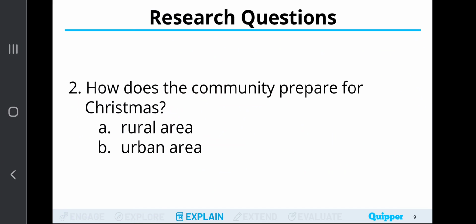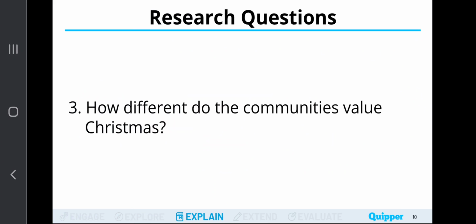Another, how does the community prepare for Christmas? A, in the rural area. B, in the urban area. Since this falls under the generic problem in our research problem, we also need to understand how to cite or enumerate these as questions. Three, how different do the communities value Christmas?